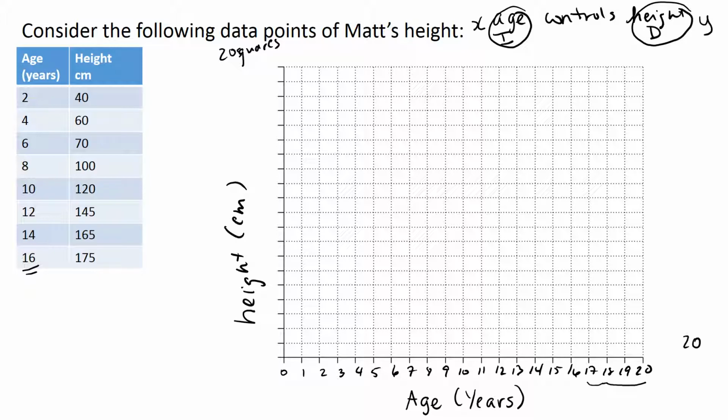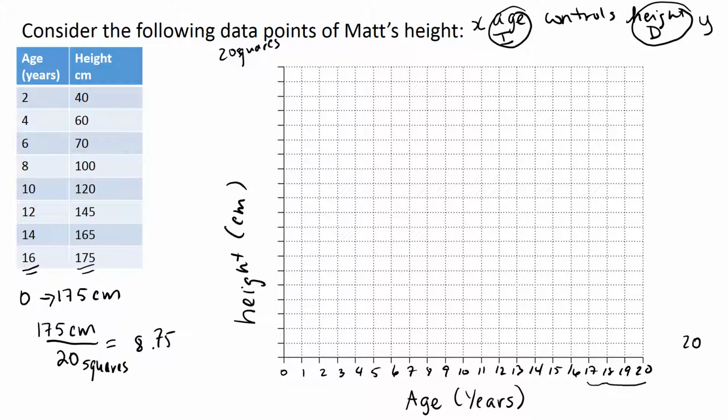Now the height is a different story, because if I go up in ones, I'm only going to have 20 centimeters and I want to go all the way to 175 centimeters. So the way to tackle this is to say, all right, I want to go from 0 to 175 centimeters, and that's a jump of 175 centimeters, and I have 20 squares to do it. So 175 centimeters divided by 20 squares is 8.75. That means I can make each square 8.75.